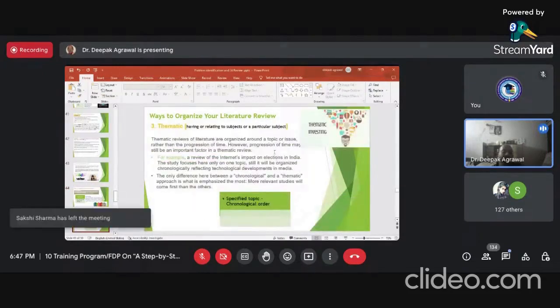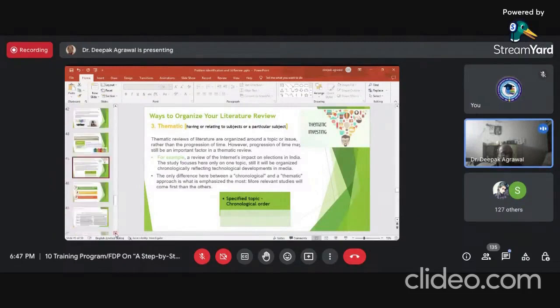The third way is the thematic. It is related to the subject or a particular subject. So the very, very specific subject should come first. All references should be quoted over there and should be followed later.